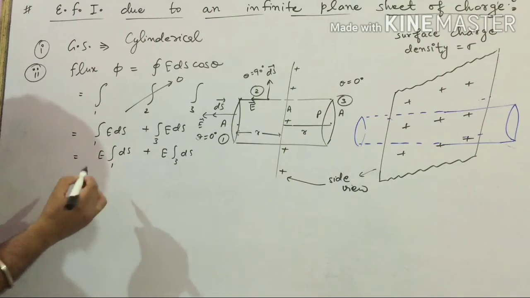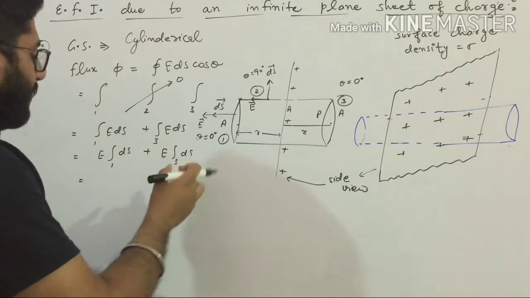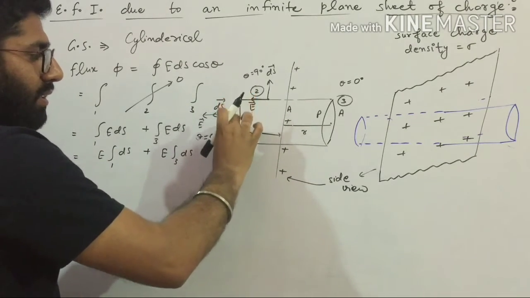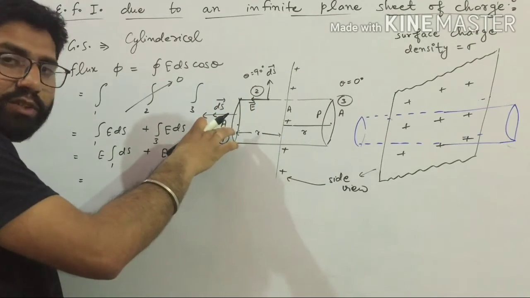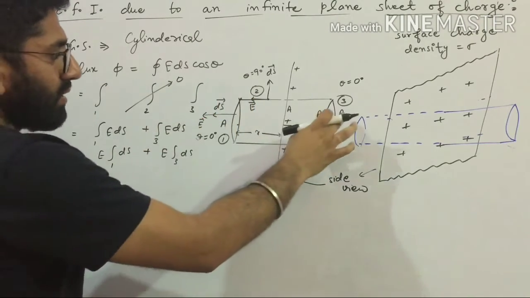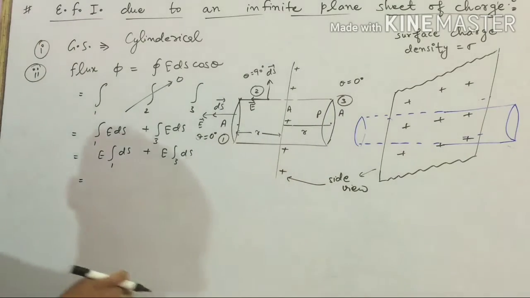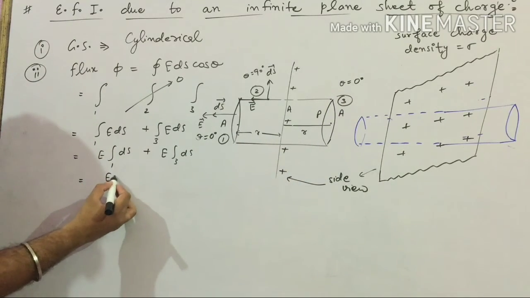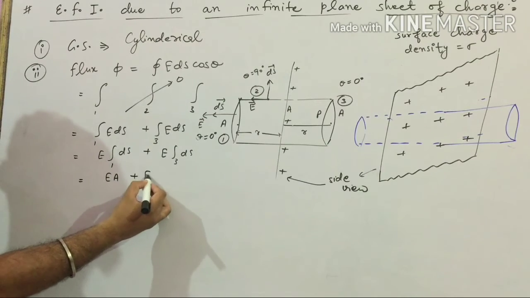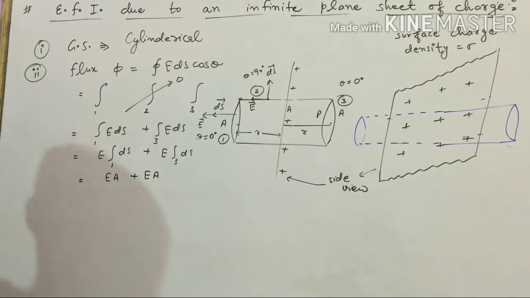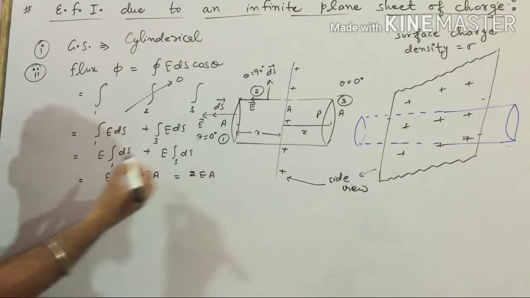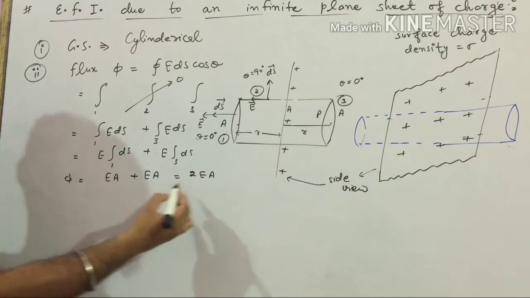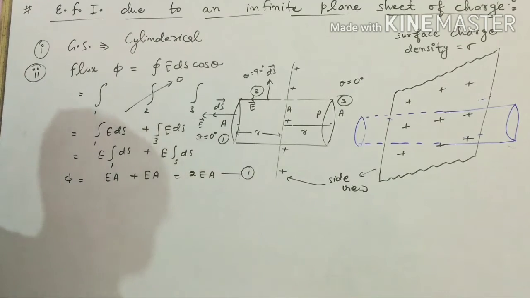Integral dS means the sum of the area elements, which will give us this whole area, which we have already assumed to be A. In the same way, this area will be A. So this term becomes E into A. This will also become E into A. So this becomes 2EA. So this is the flux by definition, and this is equation number 1.